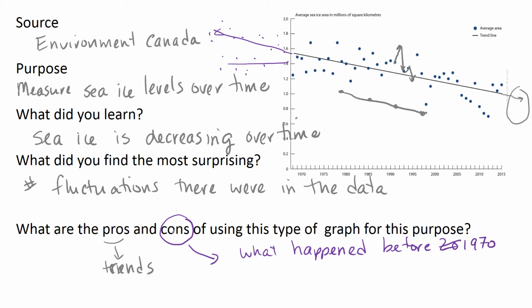The other thing is, where is the sea ice measured? Is it measured just in the Arctic, in the Antarctic? The graph doesn't state that specifically. So where was the ice measured? So the cons of this is basically the missing information.